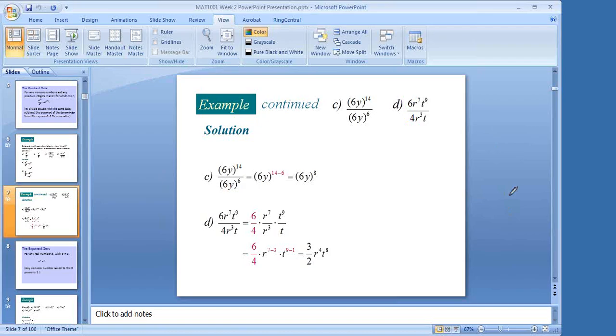Because remember, if we're going to use this rule where we subtract the exponents, we have to have the same base. So r to the 7th over r to the 3rd is r to the 4th, because we subtract the numerator's exponent minus the denominator's exponent. And then for t, it's very tempting to say, oh, well, that's t to the 9th. But remember, the t in the denominator there has an implied power of 1, so that would be t to the 9th over t to the 1st or t to the 8th. And that makes this our final answer for that problem.